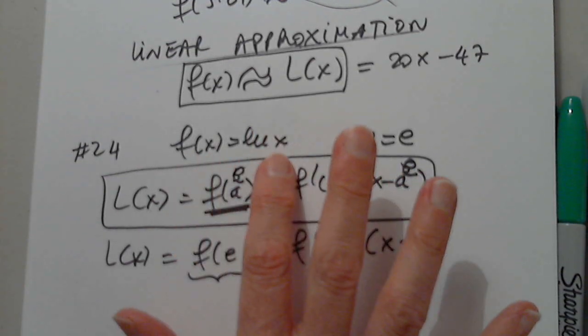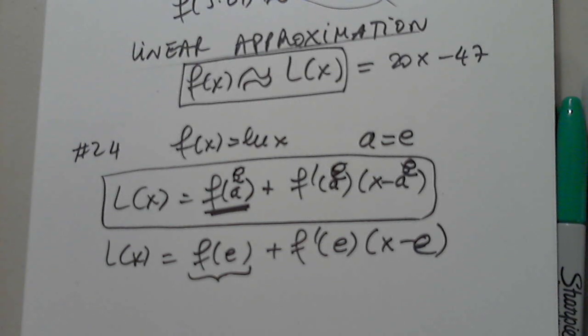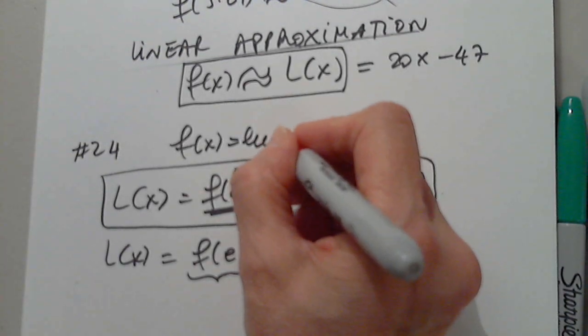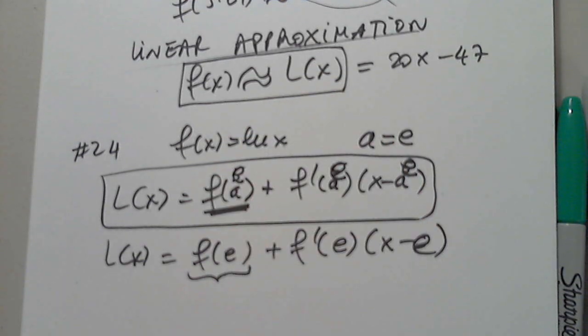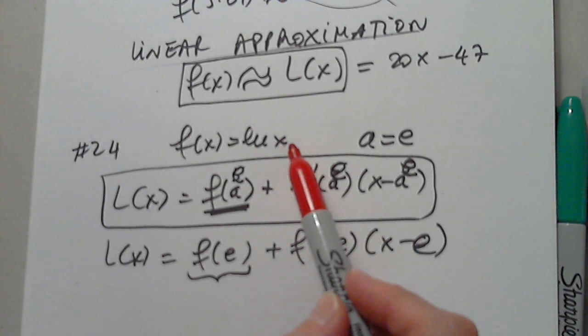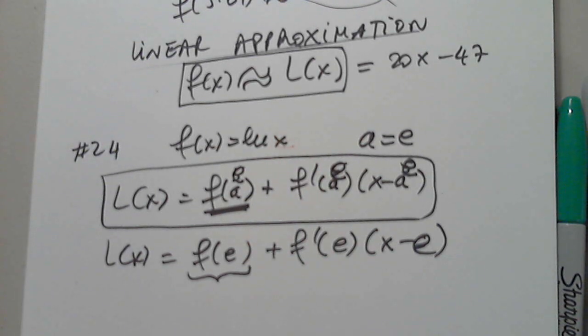F of e is not e. Careful. F of e. If you have any doubts, use the calculator. See what the calculator is giving when you replace e in natural log. What do we get when we replace x by e? One. Yes, thank you very much.